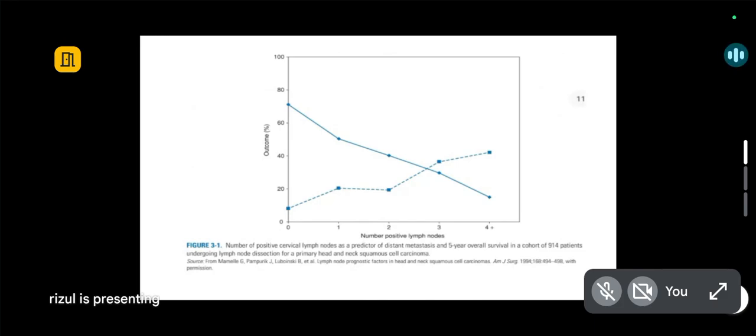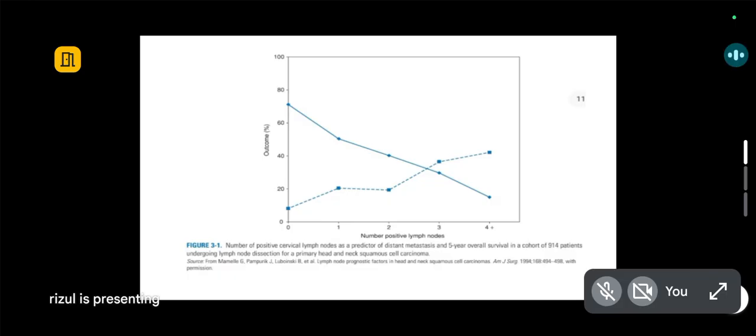So this was one chart that shows the predictors of distant metastasis and 5-year overall survival rate in a study of 914 patients, and it clearly shows how the number of positive cervical nodes is a good indicator specifically for the outcome of distant metastasis and 5-year survival rate. Number of positive cervical nodes is a good indicator for survival outcome.